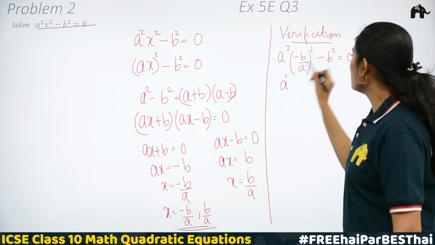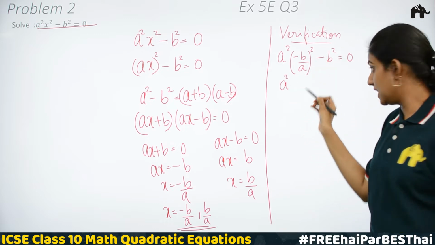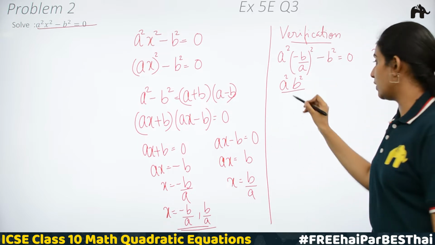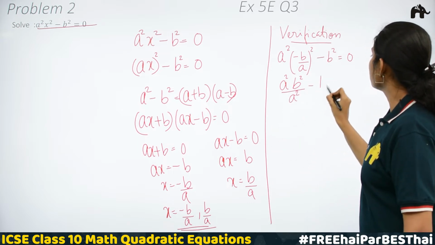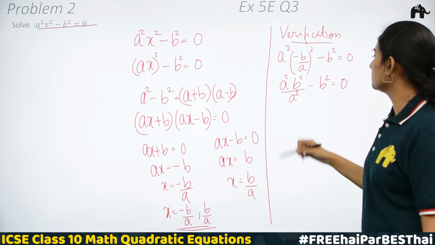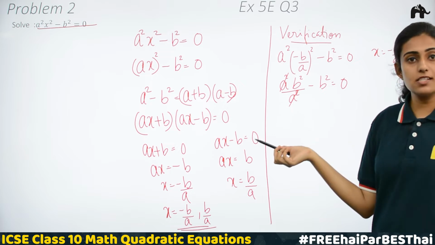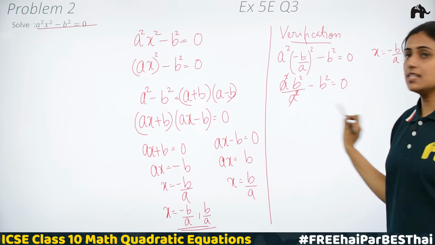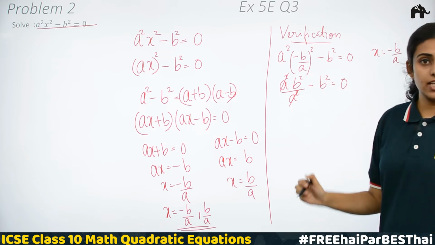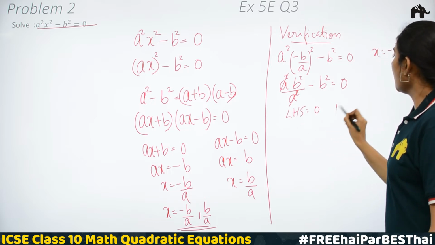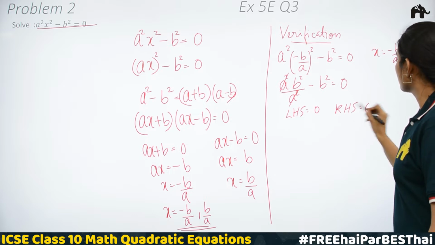A square into b square divided by a square, minus b square is equal to 0. A square and a square can be cancelled. B square minus b square is 0. So this is confirmed. RHS and LHS we are getting the same. LHS you will be getting 0 and RHS is already 0.